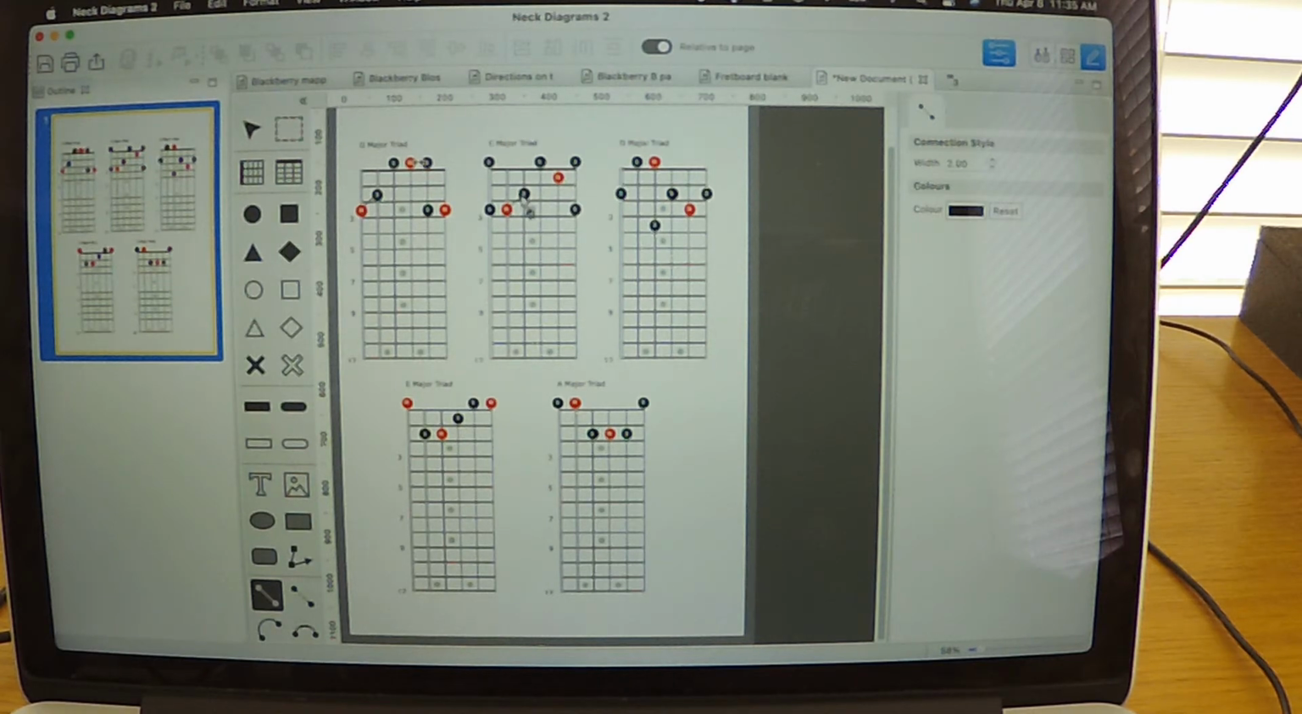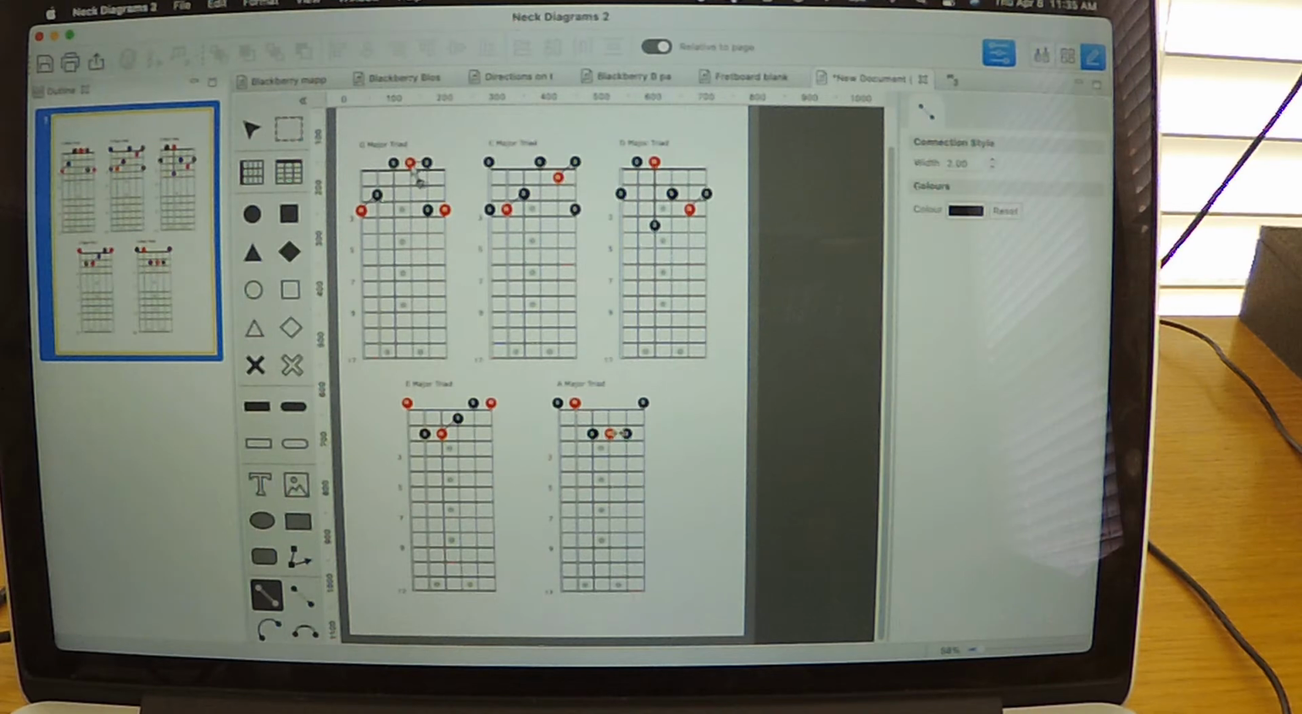Root and third, little diagonal. Root and third, little diagonal. Root and third, straight line here. Root and third, diagonal. Go down to our E chord. Root and third, same diagonal. A chord, root and third, parallel.